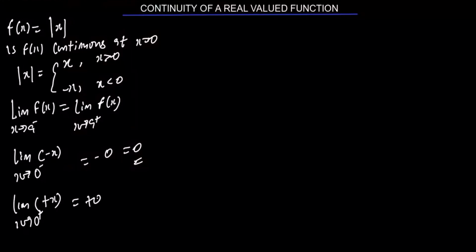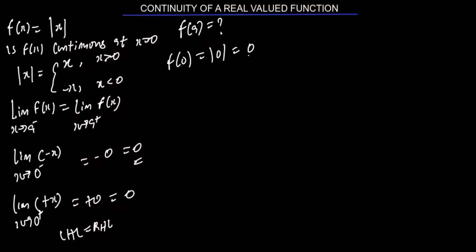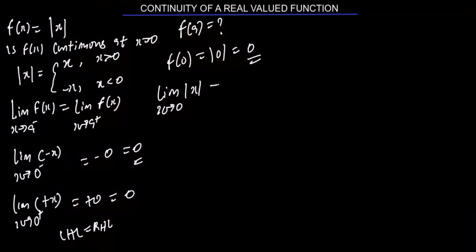Positive 0 and my answer is 0. Now, left-hand limit is equal to right-hand limit. Okay, let's look at f of 0. Is f of 0 defined? What's f of 0? f of 0 is absolute value of 0, and my answer is 0. It's defined. Good. And also, is the limit as x tends to 0 of this absolute value function equal to the value of this f of 0?